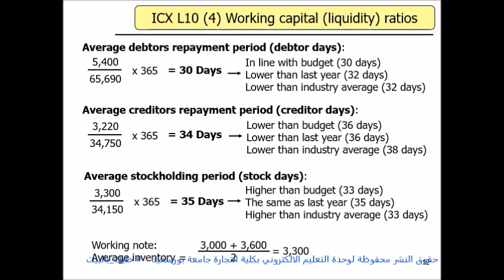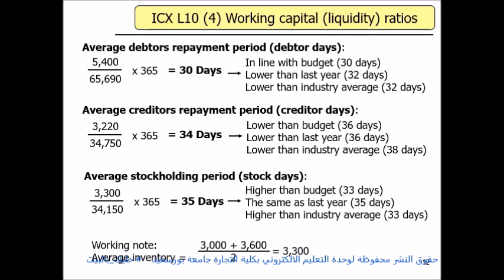So let's make a quick revision of the ratios we have in this chapter. We start with the profitability ratios. There are two ratios: the gross profit margin and the net profit margin. The gross profit margin is equal to gross profit divided by sales multiplied by 100, and the net profit margin is equal to net profit divided by sales multiplied by 100. Then we move to return on capital employed. How to calculate it? It's equal to net profit divided by closing capital plus long-term debt, multiplied by 100.